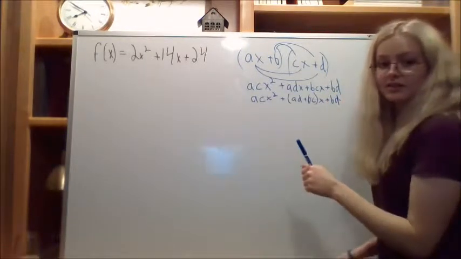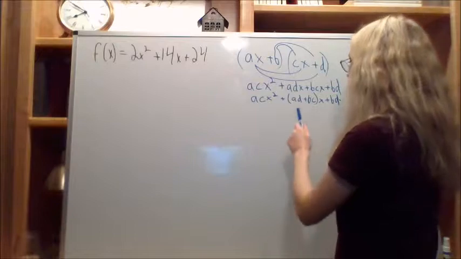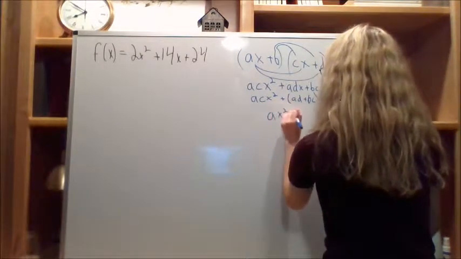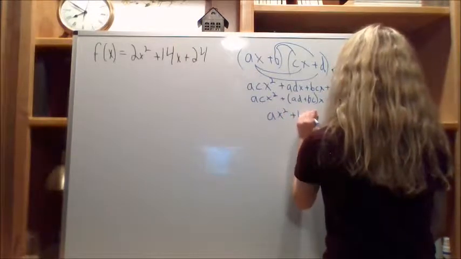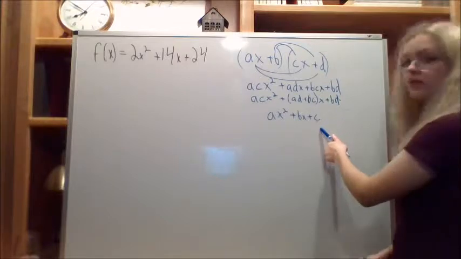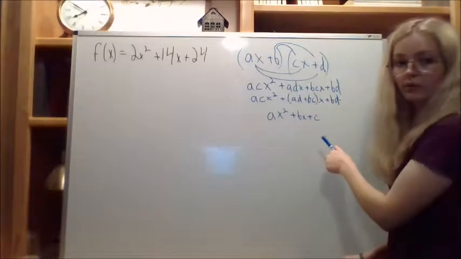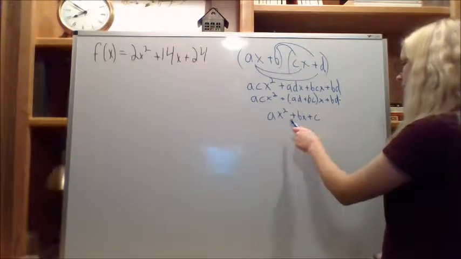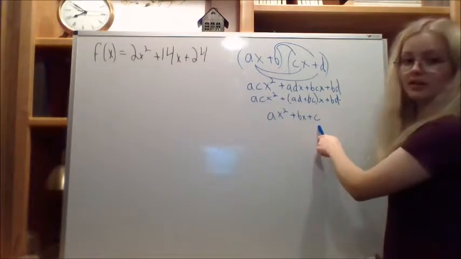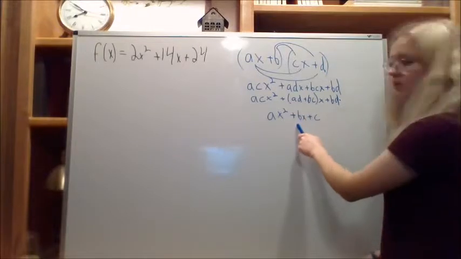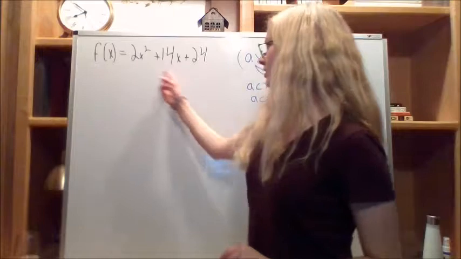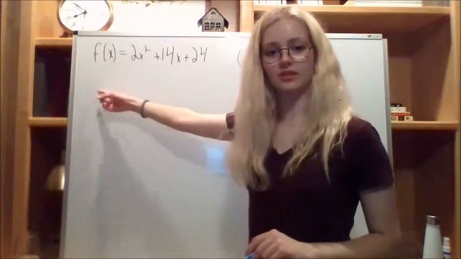But in English, what we need to do is find the form ax squared plus bx plus c. This is the general form of our parabola. So if we look at this, we want to find two numbers which multiply to get c and add to get b. So with this in mind, let's go to our problem here to solve for the zeros of this equation.